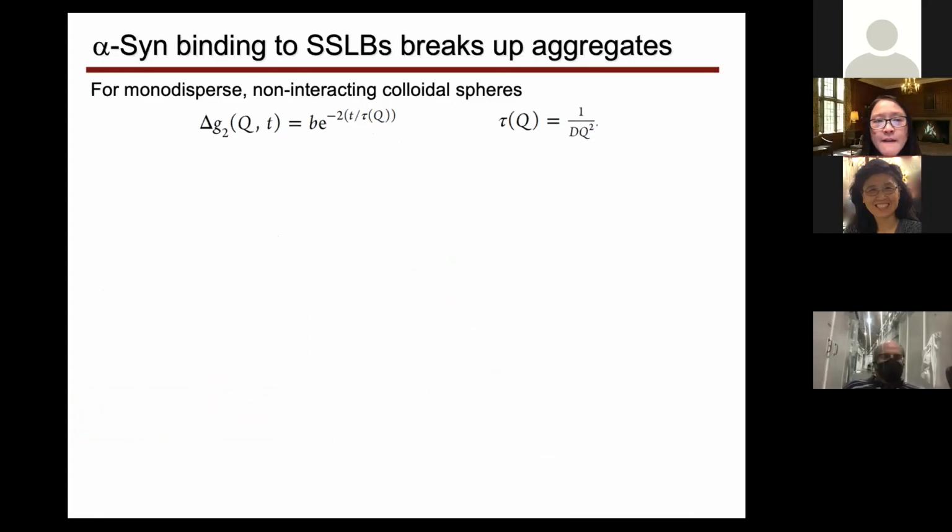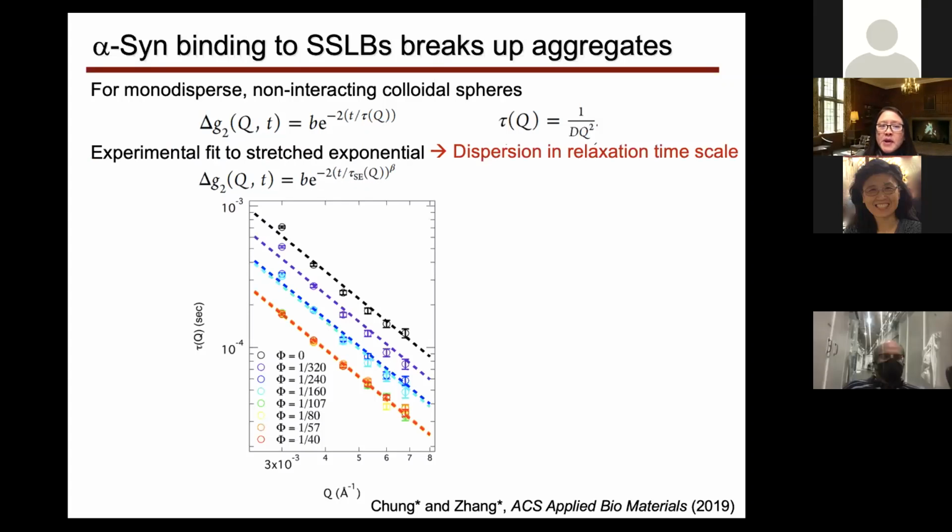So if I were to have a monodispersed, non-interacting colloidal sphere in the system, the delta G2 shown here follows this form. It has an exponential decay with the tau given by the diffusivity and the wave factor Q that is given there. However, the experimental fit gives us not that equation, but a stretched exponential, which is shown in the equation here. The stretched exponential suggests that there is a dispersion in the relaxation time.